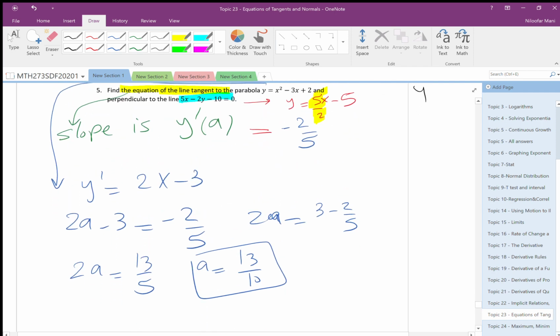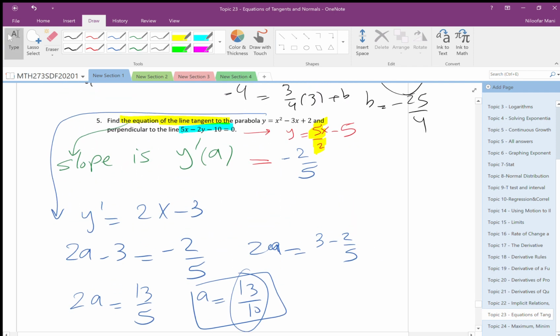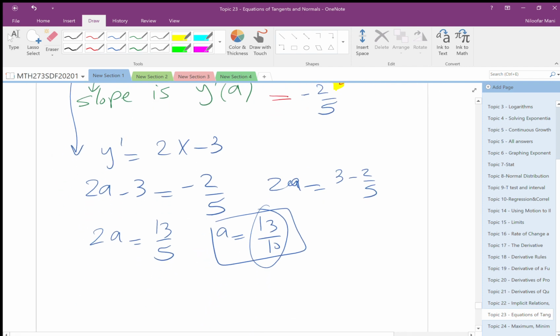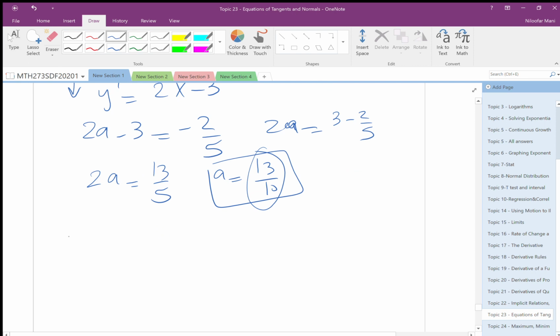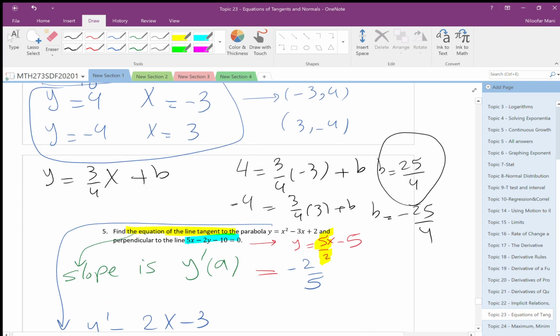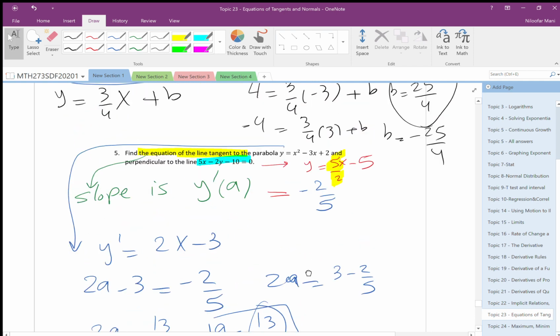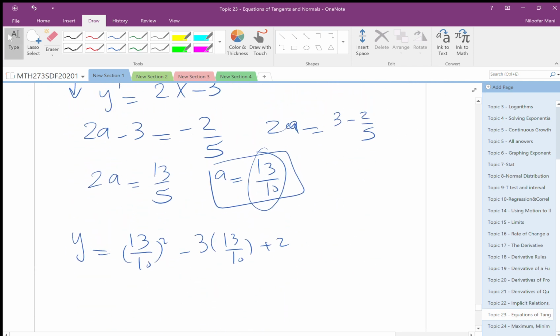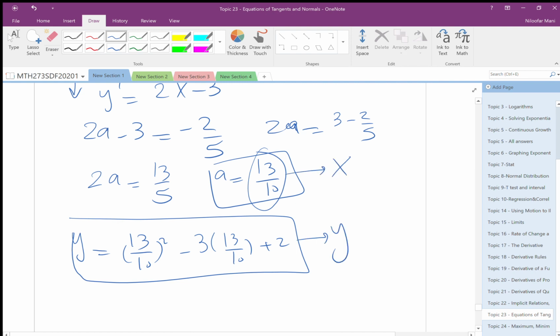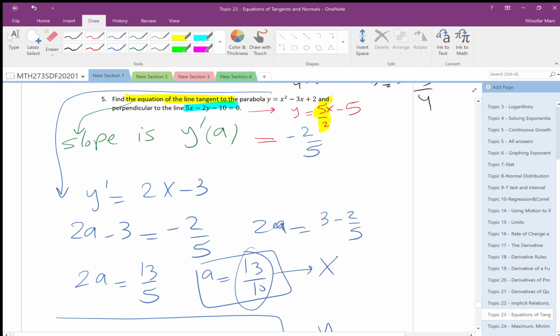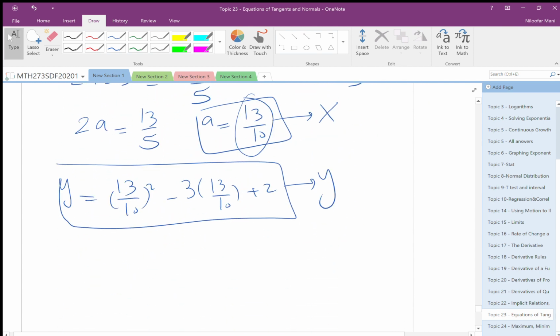How do you substitute? You put this value into the equation y equals x squared minus 3x plus 2, so y equals 13 over 10 squared minus 3 times 13 over 10 plus 2. This is y of the point, and this is x of the point. What is the slope? Minus 2 over 5. So y equals minus 2 over 5 x plus b.